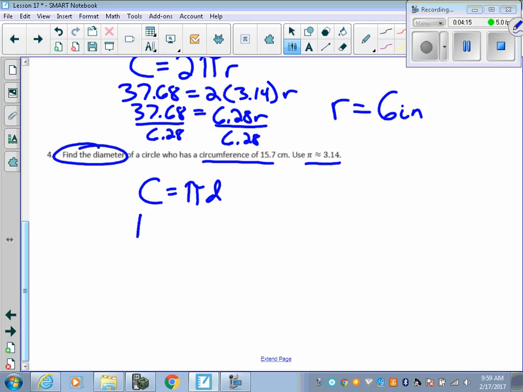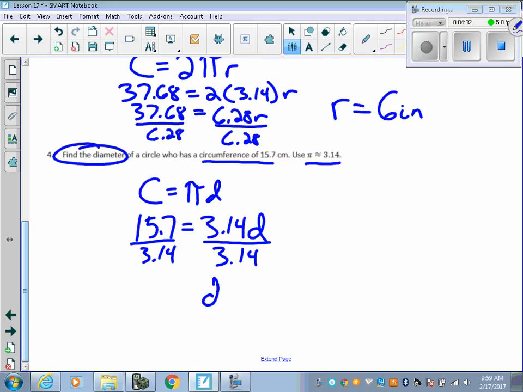So the circumference is 15.7. Again, substitute that in where we know. Pi is 3.14. Substitute that in. And we don't know d. So it's just a simple one-step equation in this case, and that is to divide by 3.14. And you get d equals, and again, you can use a calculator on this, but it would be 5 centimeters. Okay? So we're going to take this and start applying it to area and some of the more complicated problems.